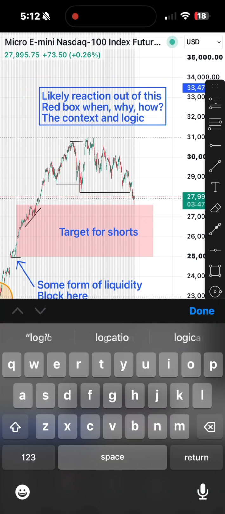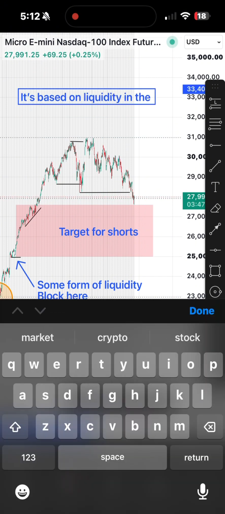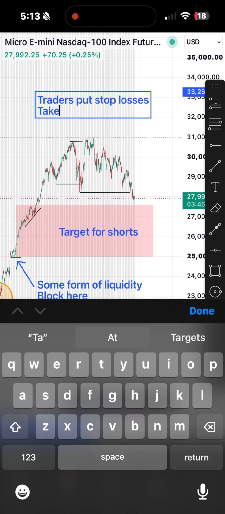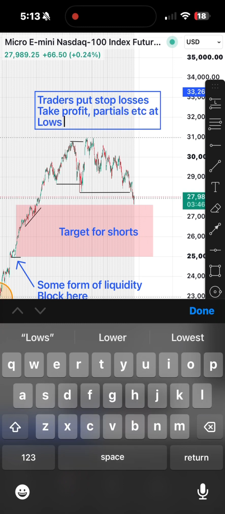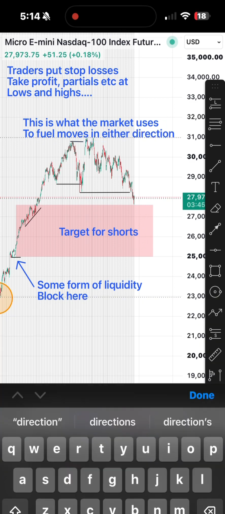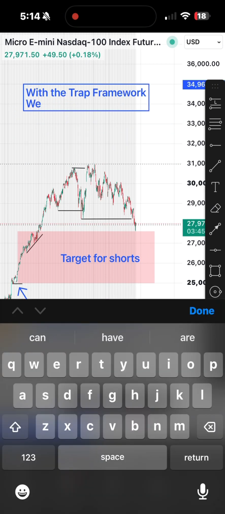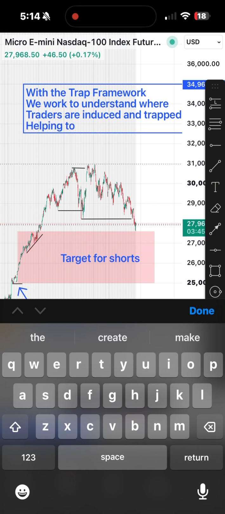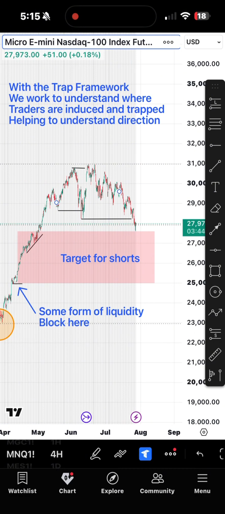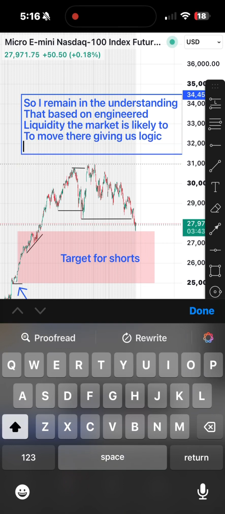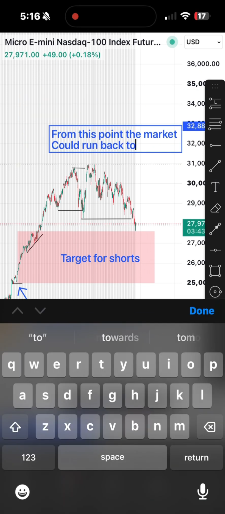So it's always the same logic, whether it's on the higher time frame or the lower time frame. So we're just looking to understand where the liquidity is. Traders put stop losses, take profit partials at the lows and the highs. So that's where the market is always going to be moving. It uses that liquidity to fuel moves. So with this trap framework, we're just looking to understand where traders are induced and trapped, and that helps us understand the direction. So that is really the focus. So right now we just need to understand where is liquidity getting engineered.